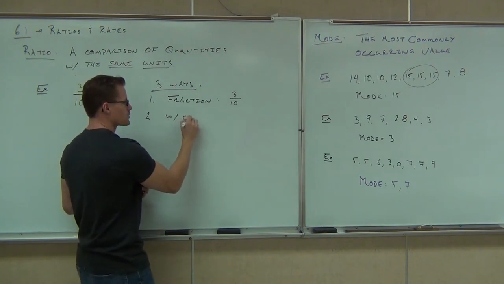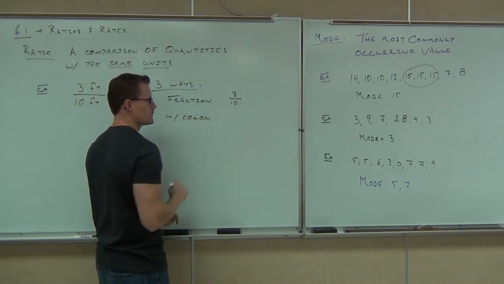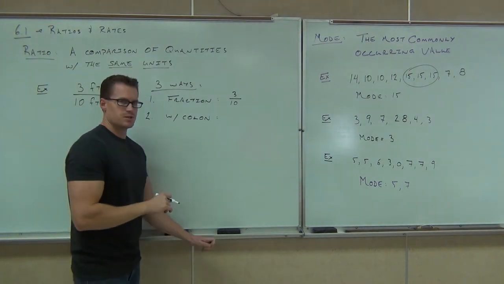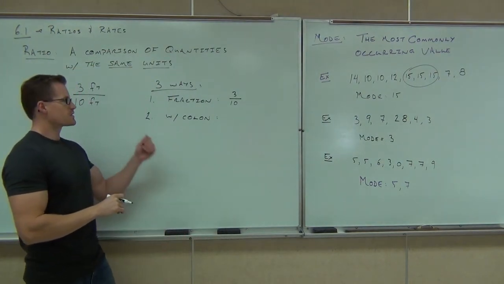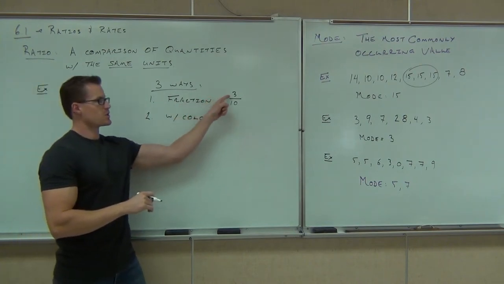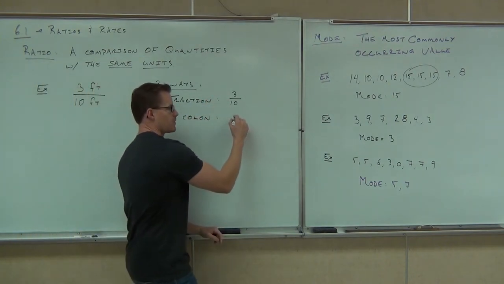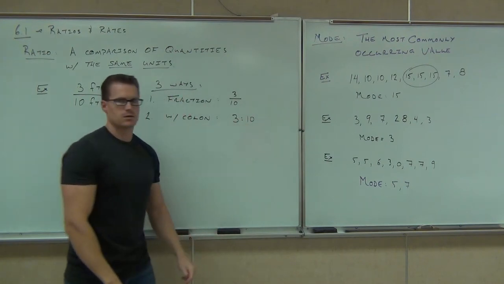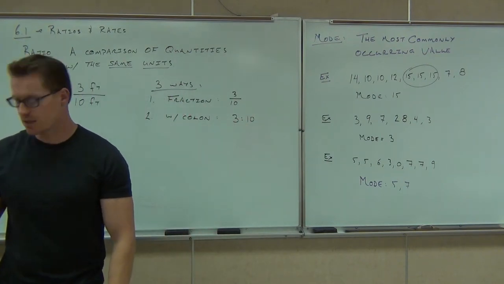So you could write this with a colon. If you write a ratio with a colon, here's how you do it. Please pay attention to how this works. This is 3 over 10 as our fraction. With the colon, you'd write 3 colon 10. Looks like a time, like 3:10.